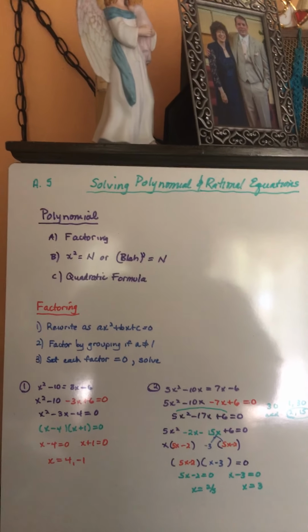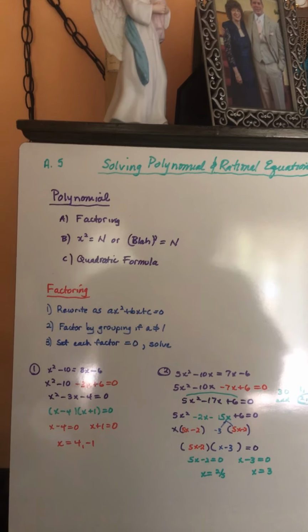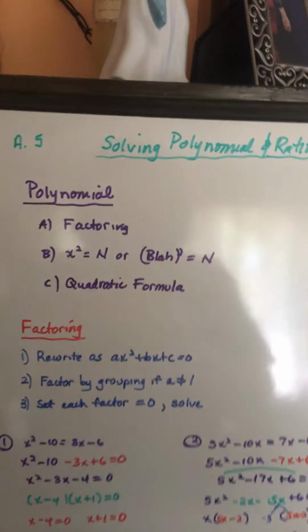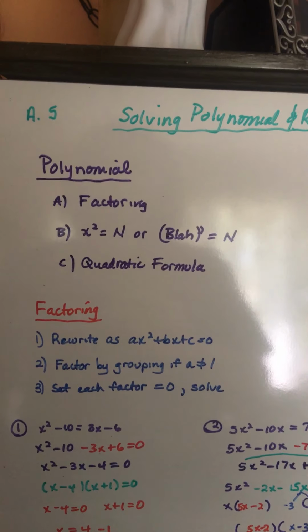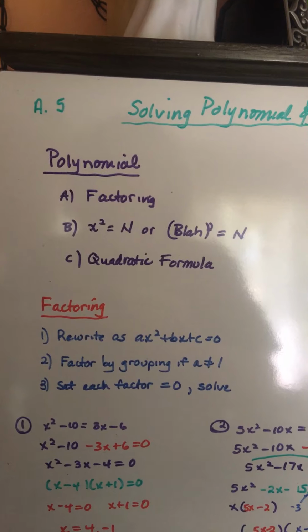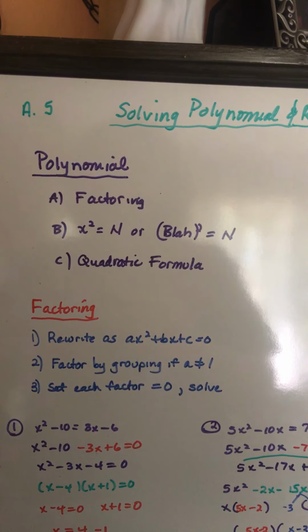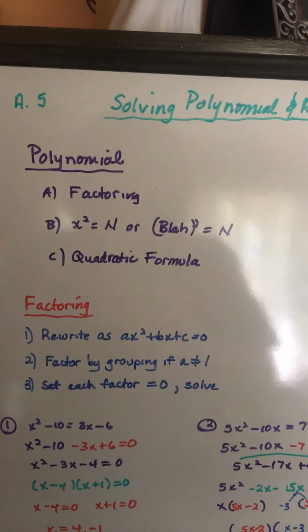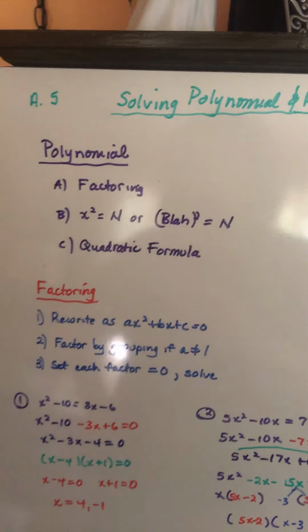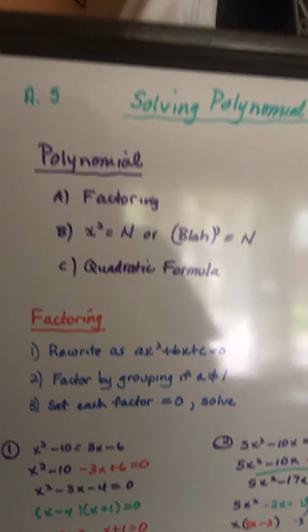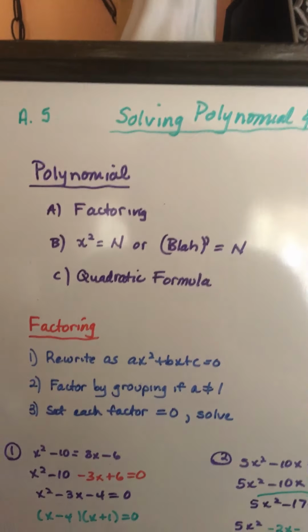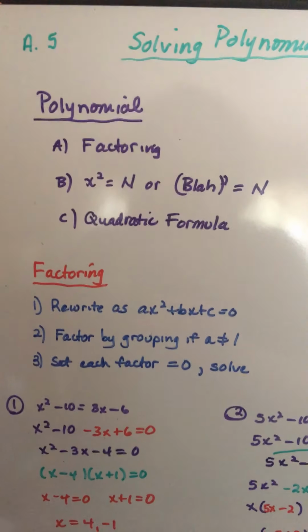Section A5, Solving Polynomial and Rational Equations. So first off, how can we solve polynomial equations? We can solve them by factoring. We can use the square root method, x squared equals n, or blah squared equals n. I skipped completing the square, although that is a method, and then the quadratic formula.